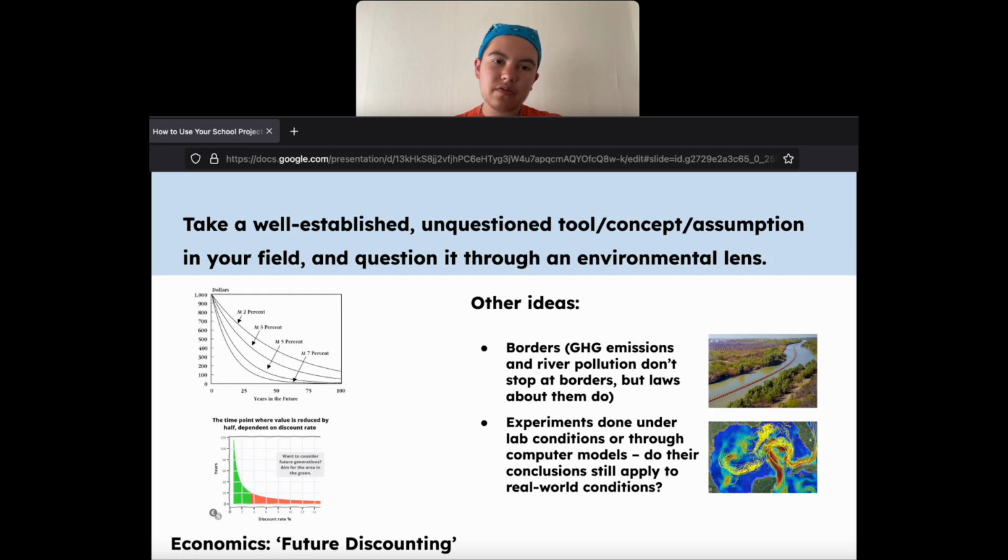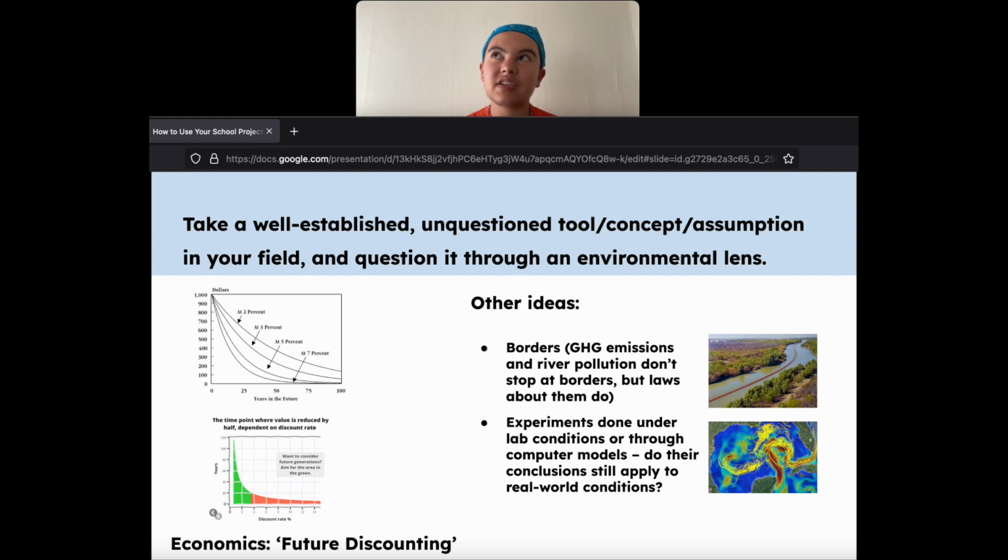So for the first idea, which is taking that well-established, unquestioned tool and questioning it, we've got some examples. One big one is in economics, the concept of future discounting. So that would be where basically if you are making an investment in something, or you're seeing what kind of benefits this decision is going to have, and you're counting it in terms of money.